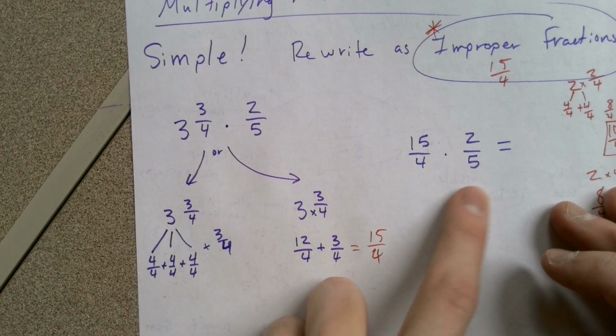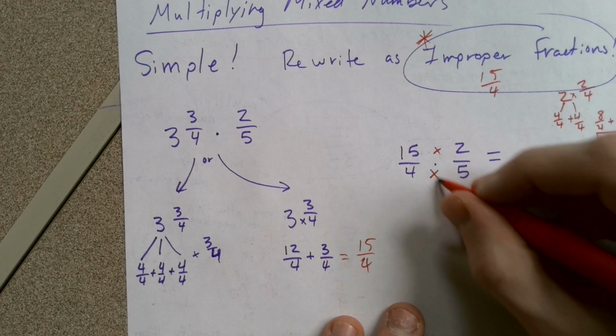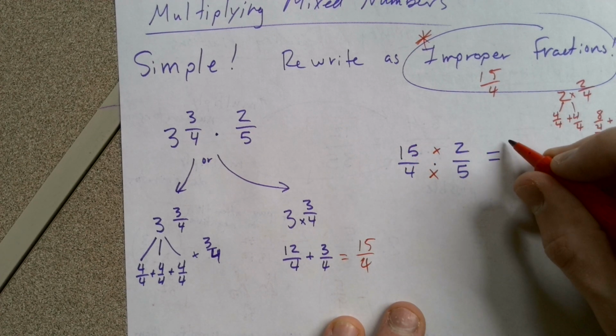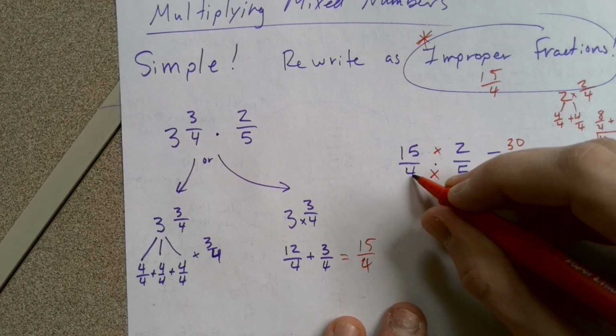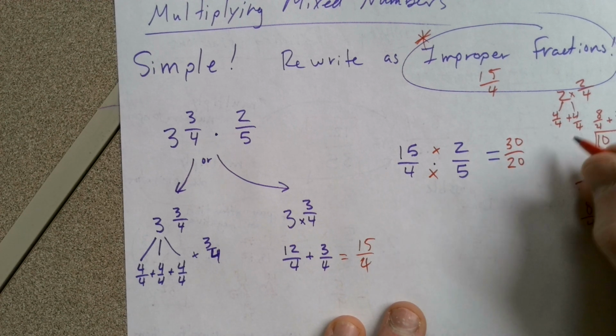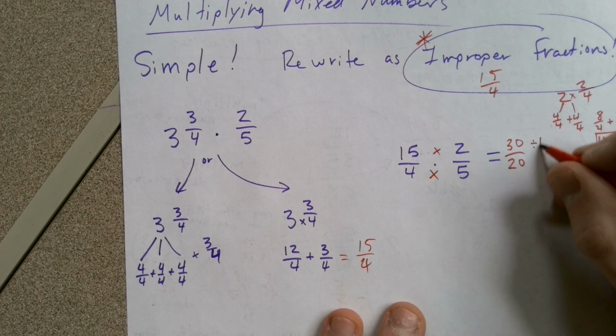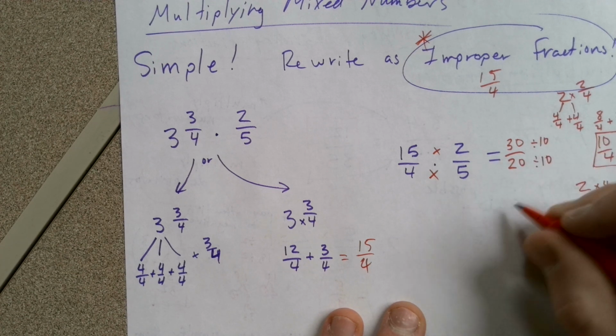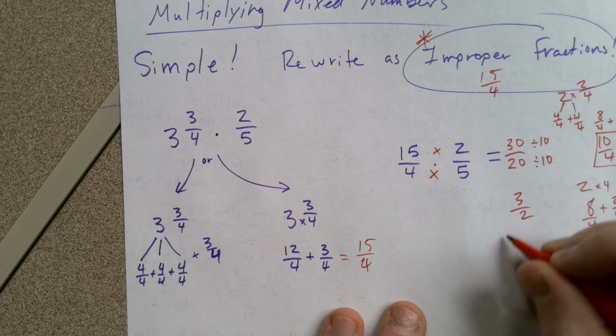From here, all we do is multiply just like we were on the last page. 15 times 2 is 30 over 4 times 5 is 20. I see that these can both be divided by 10. That gets me to 3 over 2.